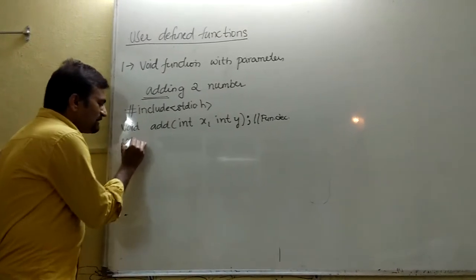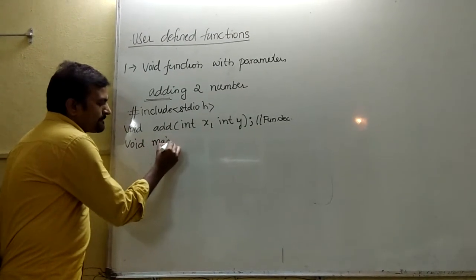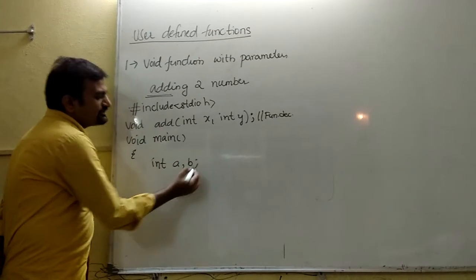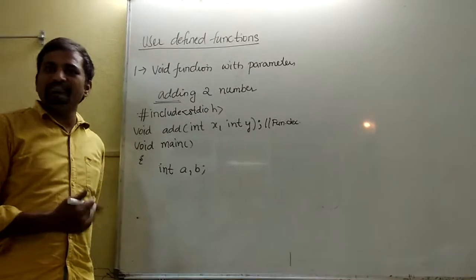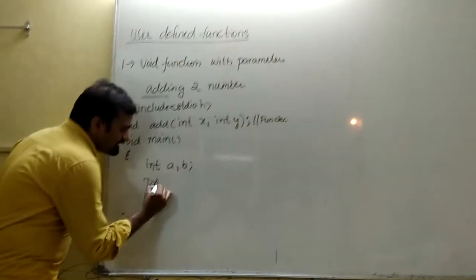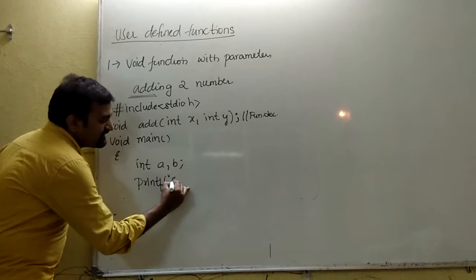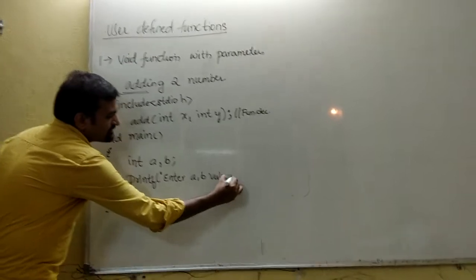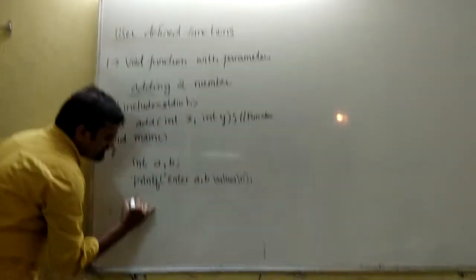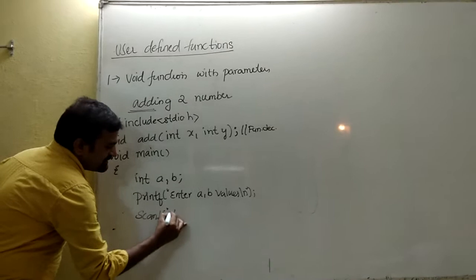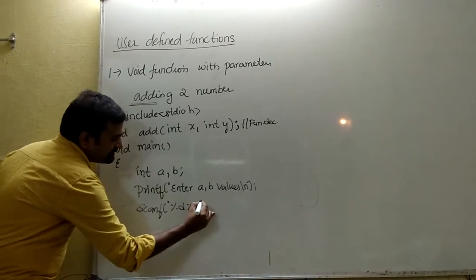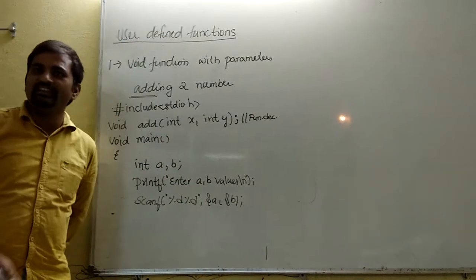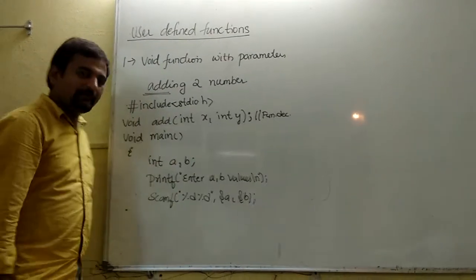And coming to the main function, in the main function we take two variables, int a, b, so that you will read these a, b values from the keyboard. As we are reading from the keyboard, we need to ask the user to enter a and b values. So you write "enter a, b values", and scanf("%d %d", &a, &b). As we have to store in the address of a and b, we write &a and &b.